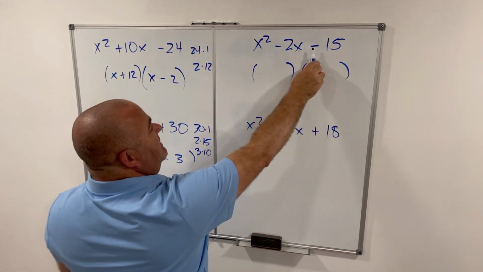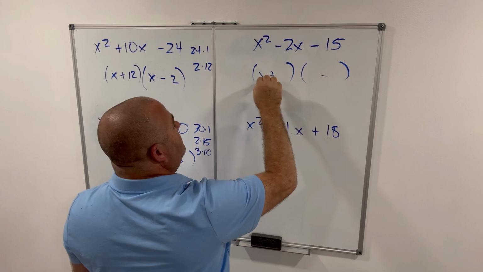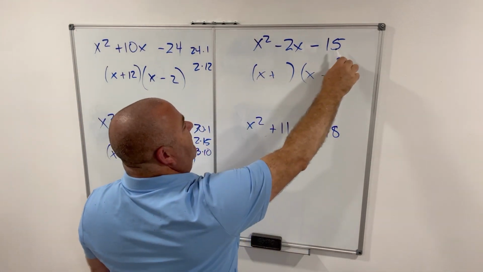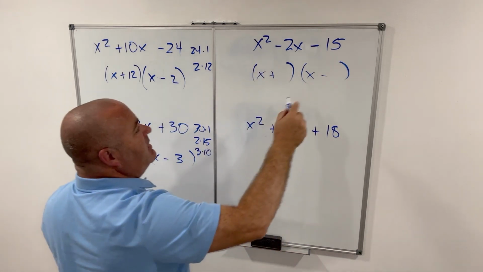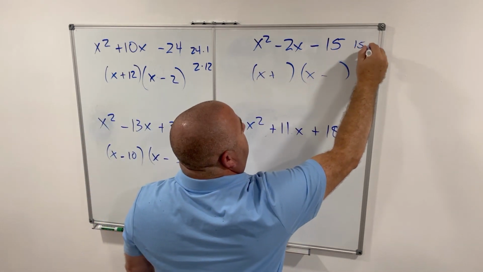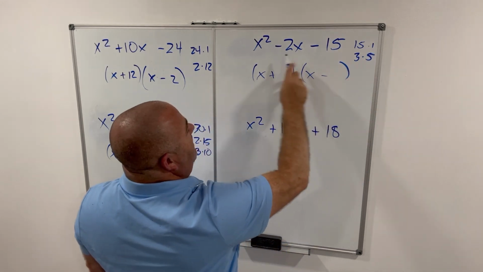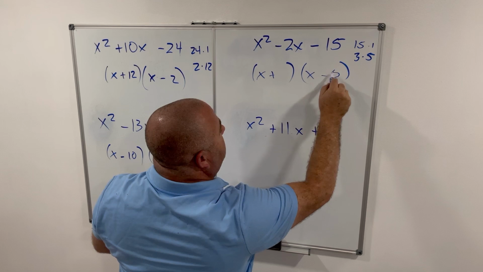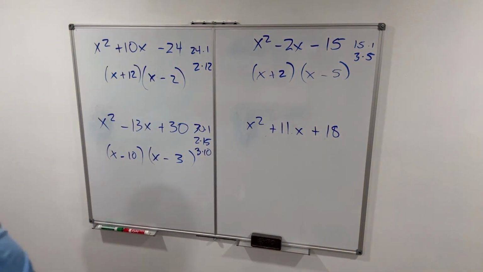Moving on to the next one, again we're going to look at this sign. That means both of these signs are going to be different. We're going to have a plus and a minus. We know our first terms are going to be x. This time, we're looking for factors of 15. Since we have different signs, the difference needs to be 2. So again, we can do 15 times 1, or 3 times 5. Since 5 minus 3 is 2, and this sign is negative, we want our largest term to be negative. And that's how it factors.